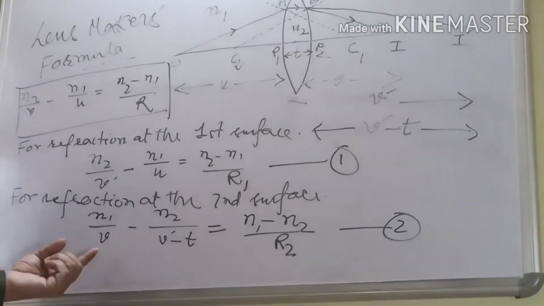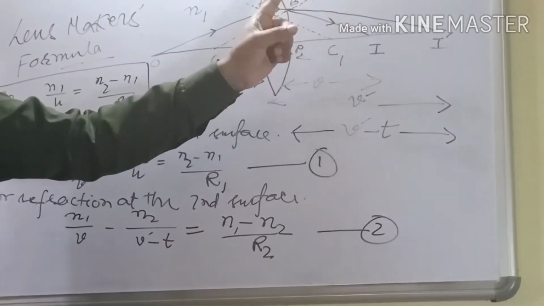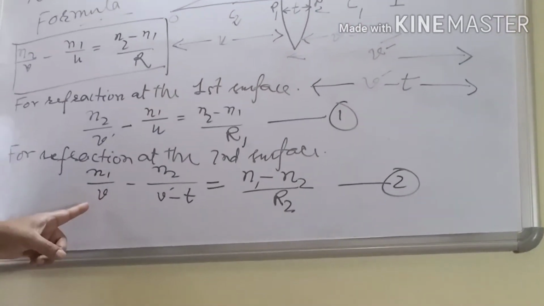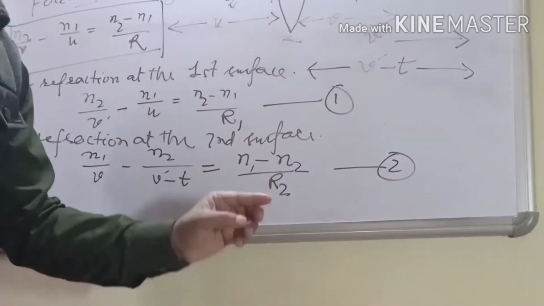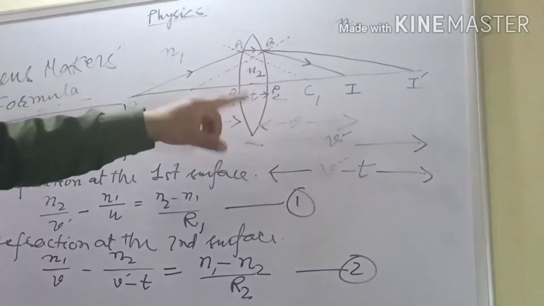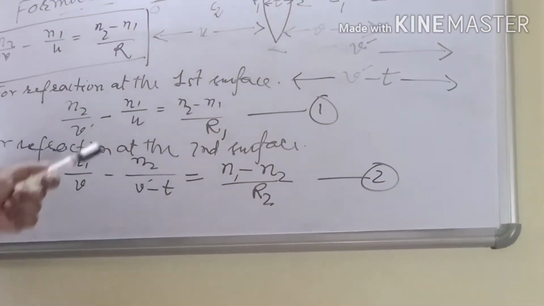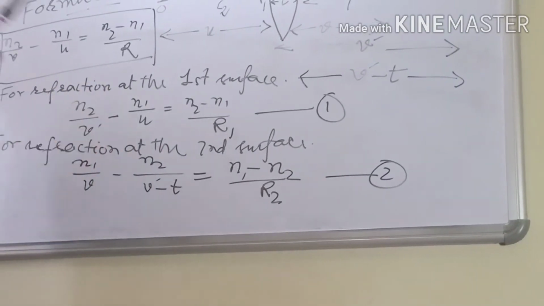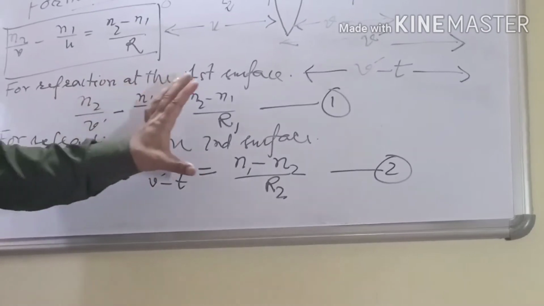And the image distance is V because the final image is formed over here because of refraction at the second surface. That's why image distance you are writing V over here, and N1 minus N2 by R2. R2 is the radius of curvature of the second surface. So this is R2, and here this will be R1. Okay. Now if we look at these two equations, basically they can be combined together.